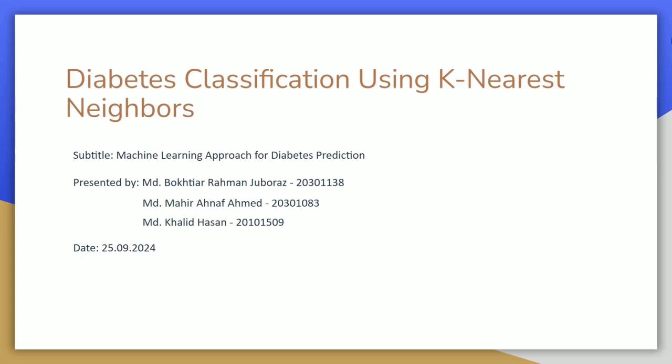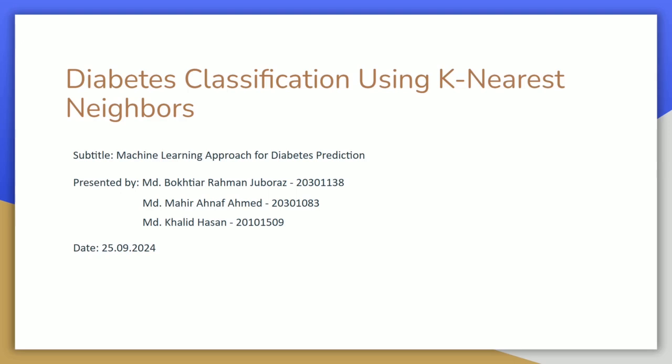Assalamualaikum everyone. Today we are presenting our project titled Diabetes Disease Classification Using K-Nearest Neighbors, a machine learning approach designed to predict diabetes. This project was created by Boktiar Rahman Jowaraj, Mahir Ahmed Hanaf, and Khalid Hassan.